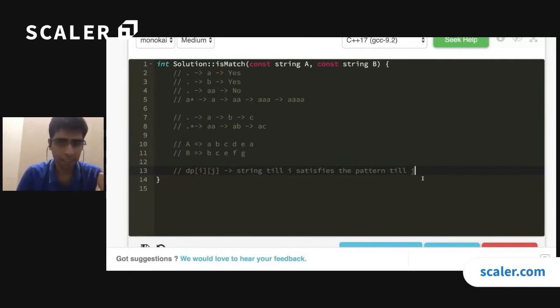Okay. Always, this is one suggestion: whenever you are trying to solve a problem using DP, try to represent your DP state in some English sentence. After you have represented a DP state in an English sentence, then you can easily find the state relations, which states it will depend upon.